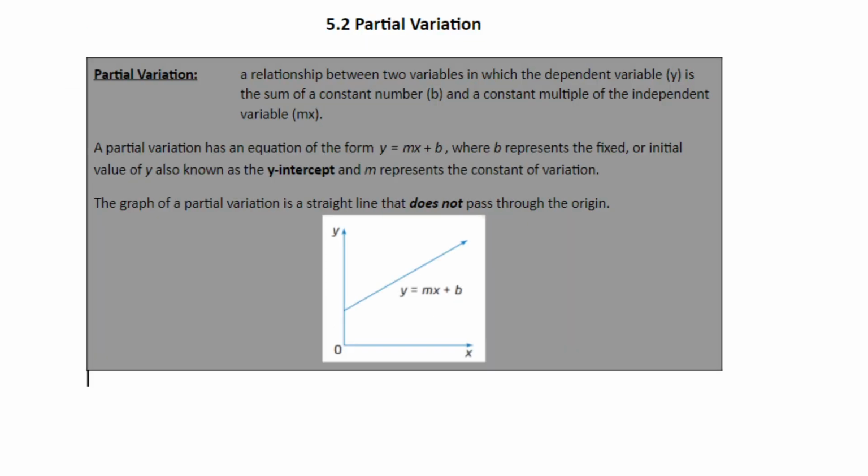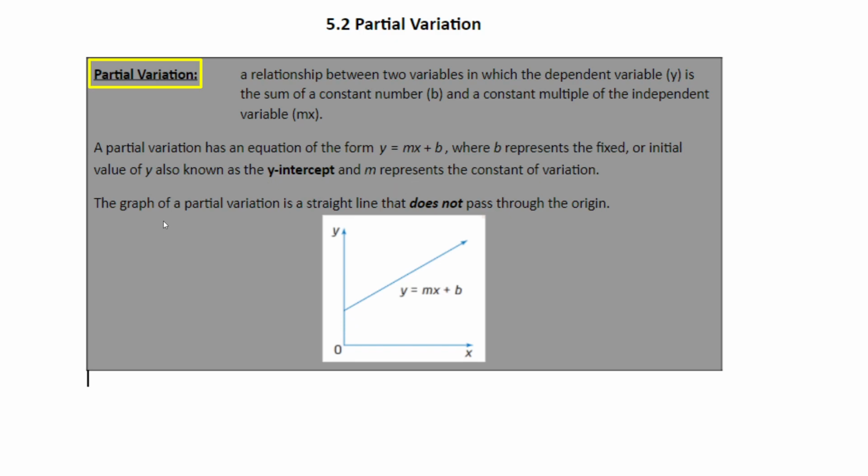Now we move on to lesson 5.2, where we will be discussing something called a partial variation. A partial variation is defined as a relationship between two variables in which the dependent variable y is the sum of a constant number, b, and a constant multiple of the independent variable. So it'll be the sum of mx plus b. And so it has the equation of the form y equals mx plus b, where b represents the fixed or initial value of y, also known as the y-intercept, and m represents the constant of variation.